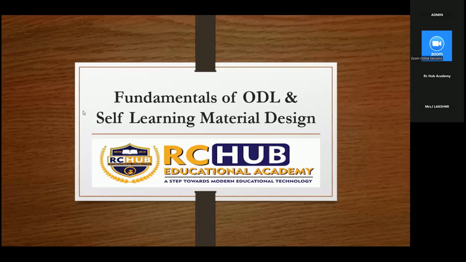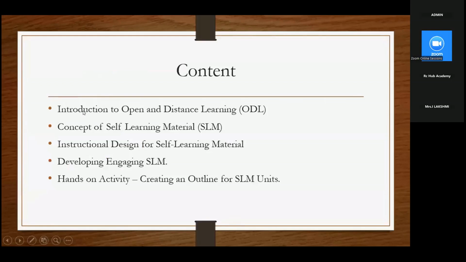So today we are going to see the main concept in 5 points. First one, it is an introduction to open and distance learning. We are going to start with what is open and distance learning. Open is entirely different from distance learning. And second one, it is the concept of learning material. Third one, it is instructional design for self-learning material. And fourth one, it is developing an engagement of self-learning material. So this is the content which you are going to explore today.